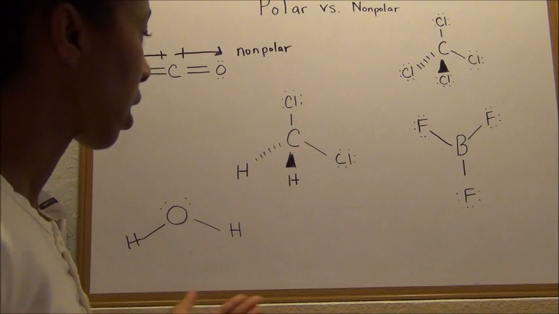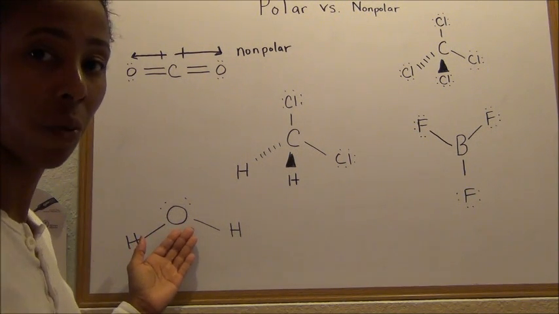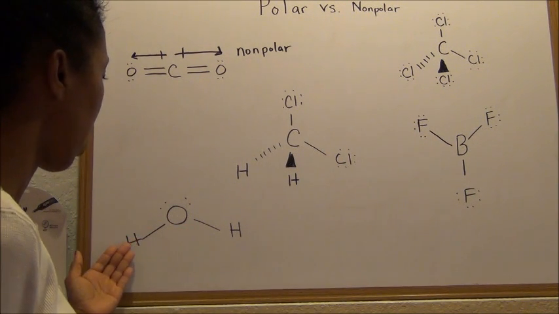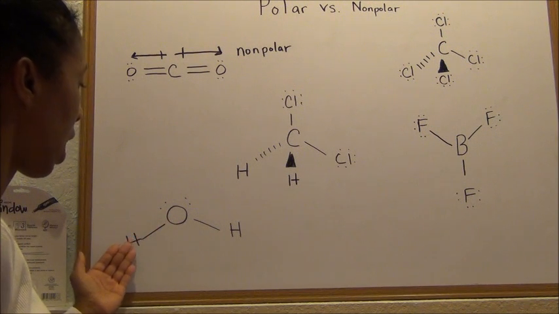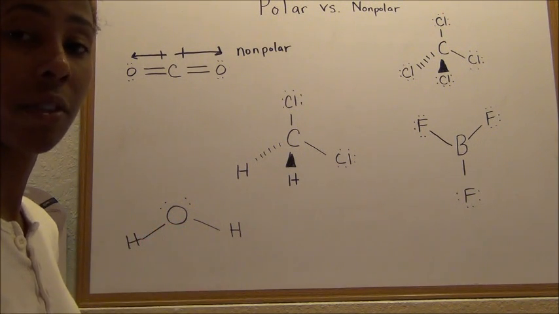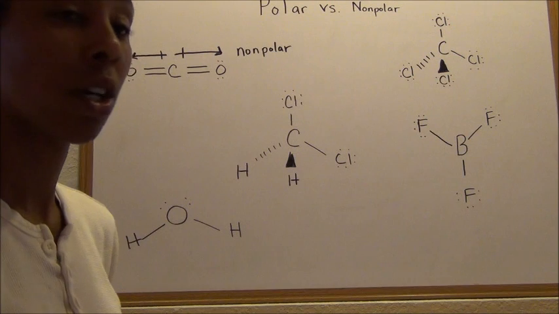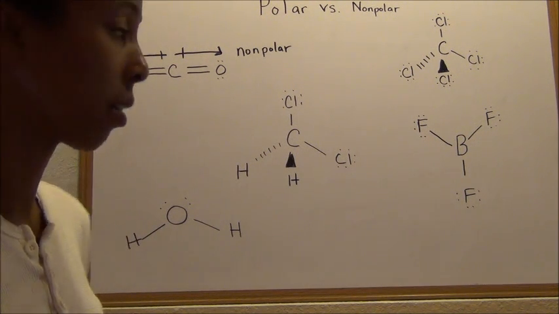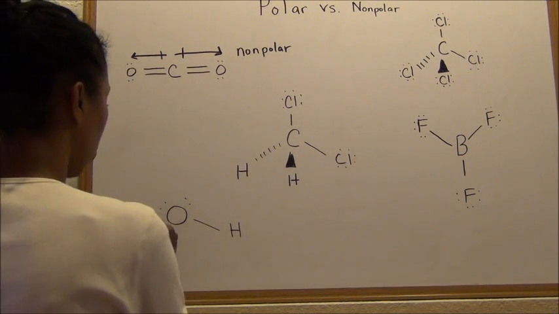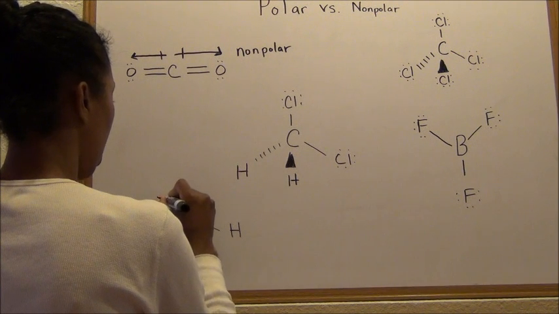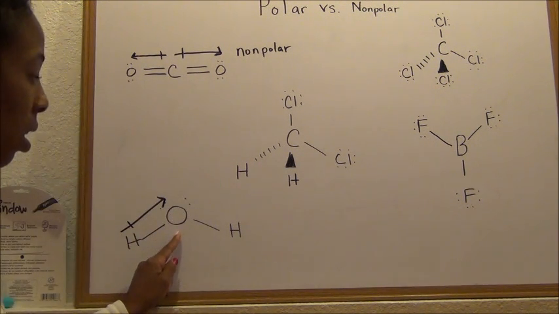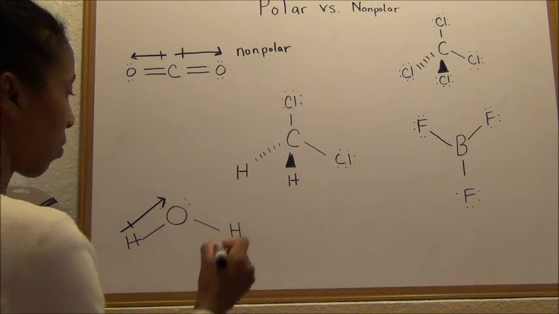Now, let's take a look at another example. Let's take a look at water, for example. Here we have water. We have a hydrogen-oxygen bond. And if you look at the difference in electronegativity, you will see that it is a polar bond. Electrons will be pulled towards the oxygen because oxygen is more electronegative.